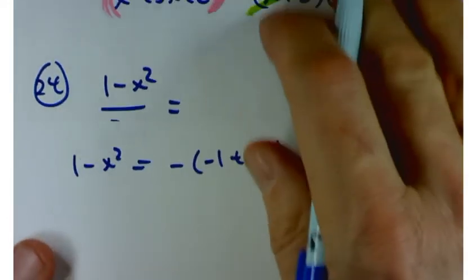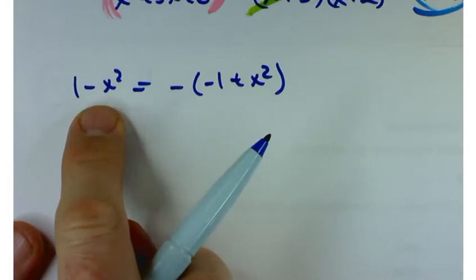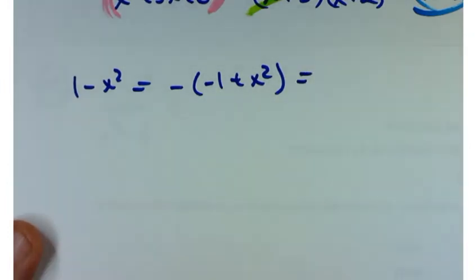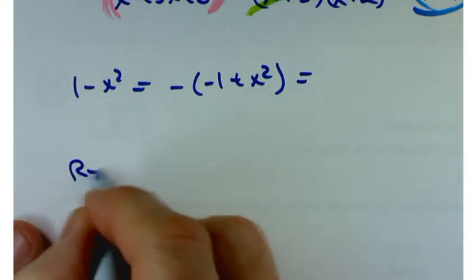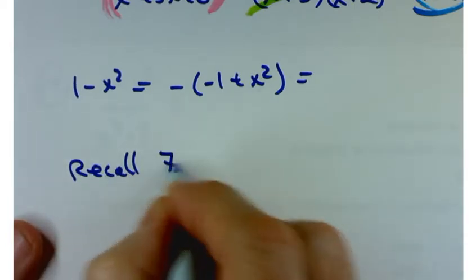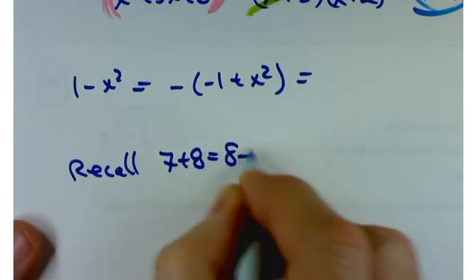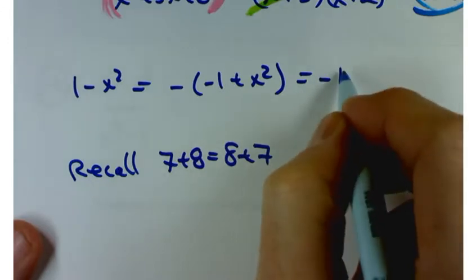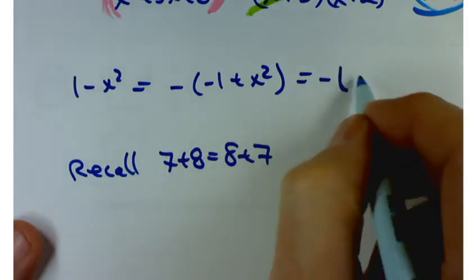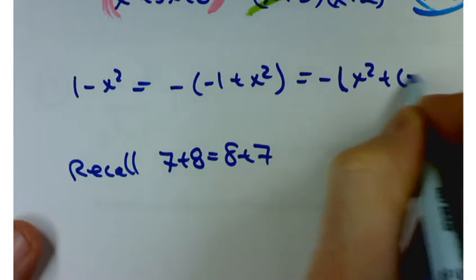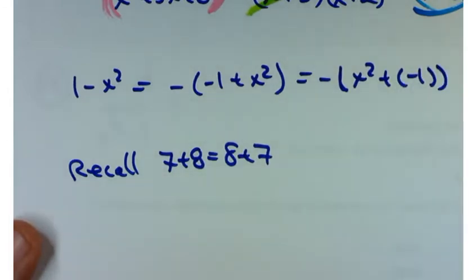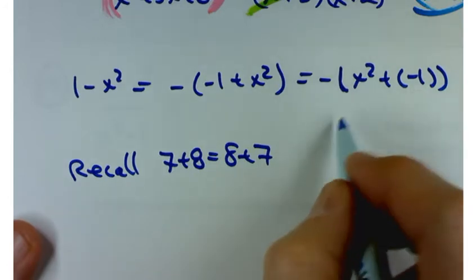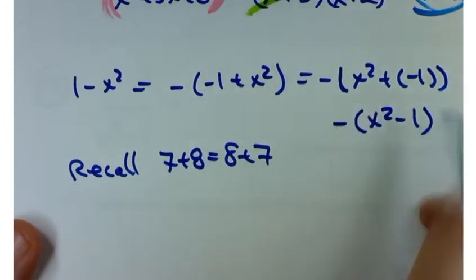So I'm just working with that numerator at the moment. Now when you add things, you can add them in either direction. Recall 7 plus 8 equals 8 plus 7. And so I can switch the order in which I'm adding these things. That's negative of x squared plus negative 1. And last but not least, instead of x squared plus negative 1, I'll write that as x squared minus 1.